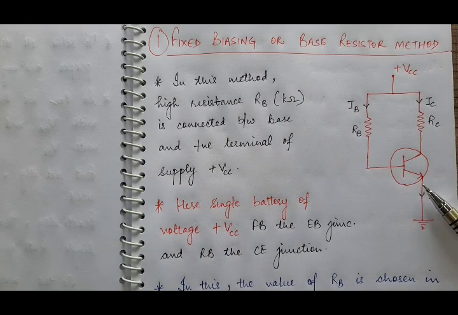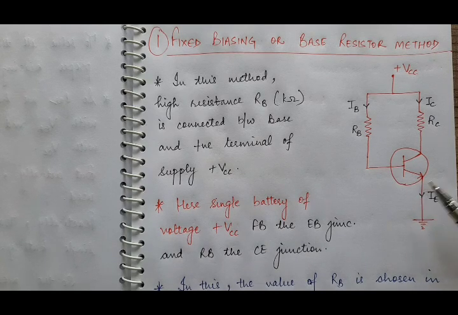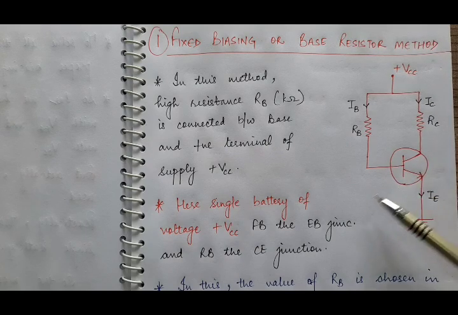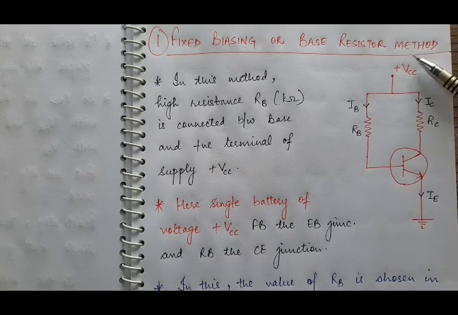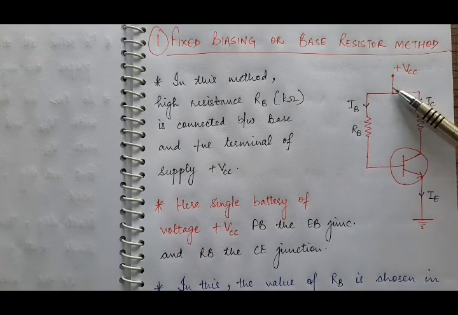So here we have used common emitter configuration of the transistor amplifier. Here we have used NPN transistor. As you can see, this is the input circuit and this one is the output circuit, and for the biasing of both input and output circuits we have used a single source of supply, that is plus VCC. So we have used a single battery, and this single battery is forward biasing the input junction and reverse biasing the output junction.